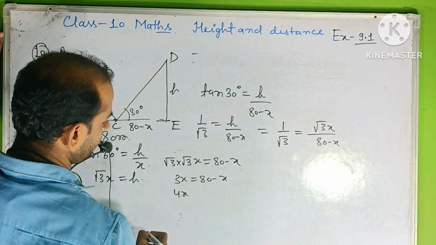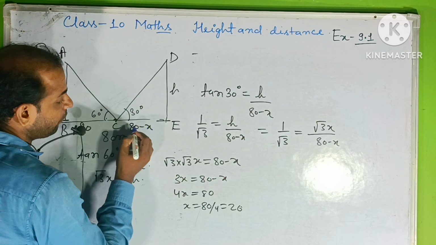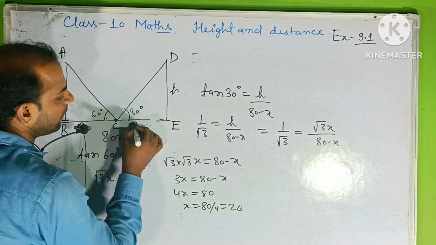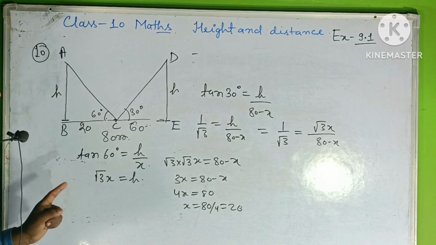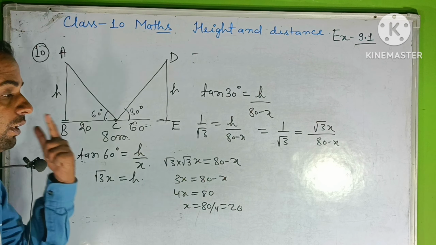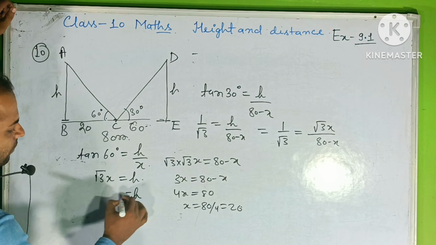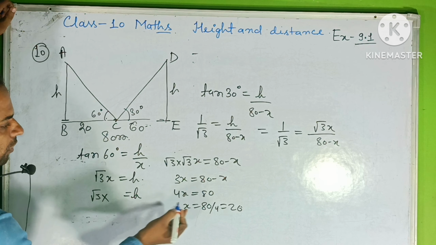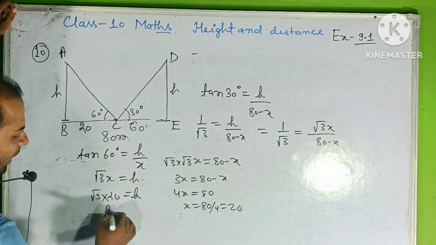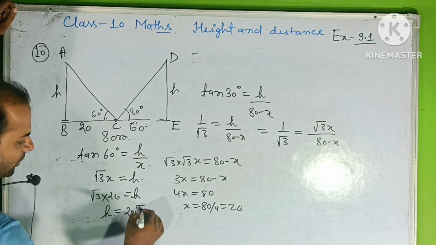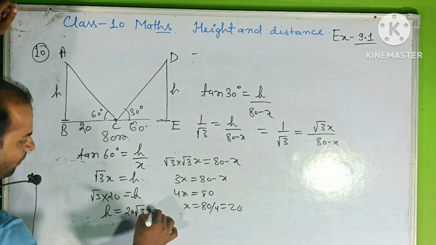So the value of this one is 20. So when you subtract 20 from 80, you will get 60, and now you have to calculate the value of h. Now see, h is equal to root 3 x and the value of x is 20. Then h will come 20 root 3 meters, and this will be the final answer of the question.